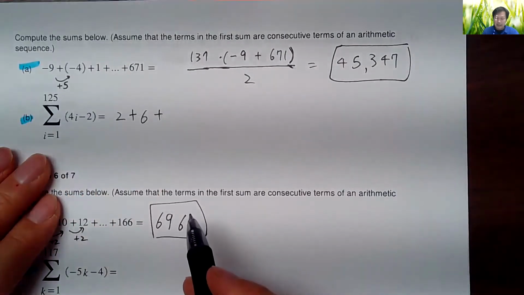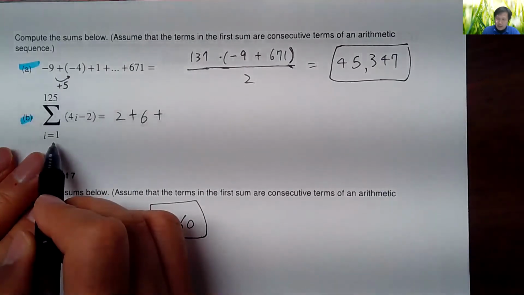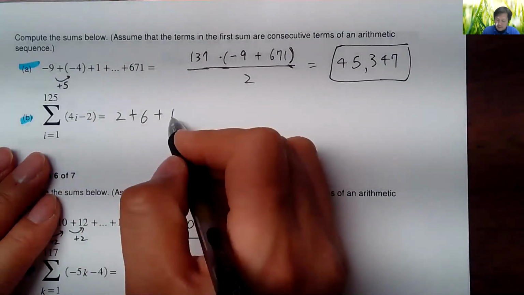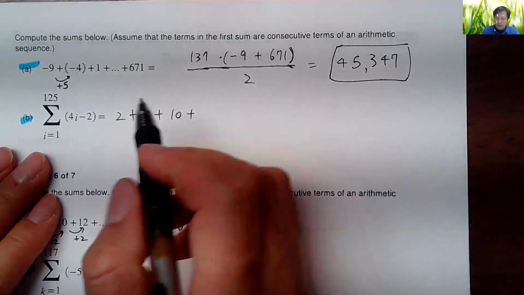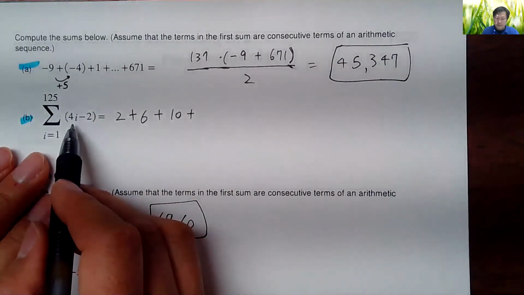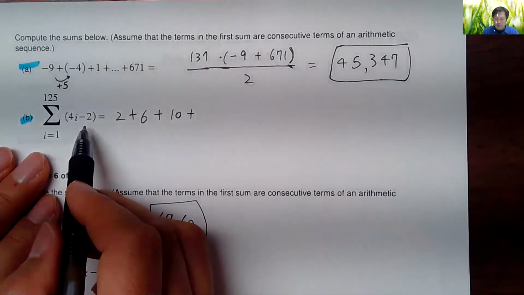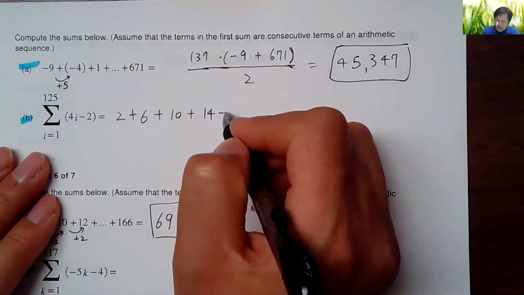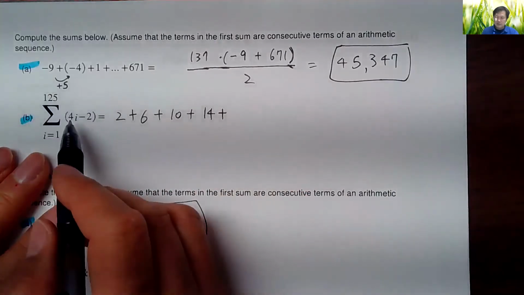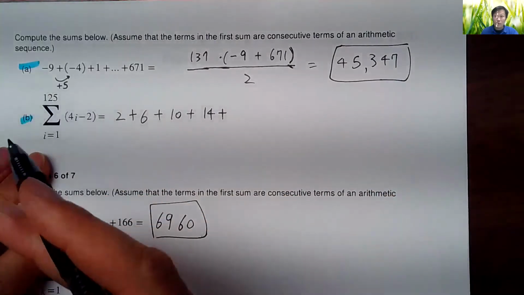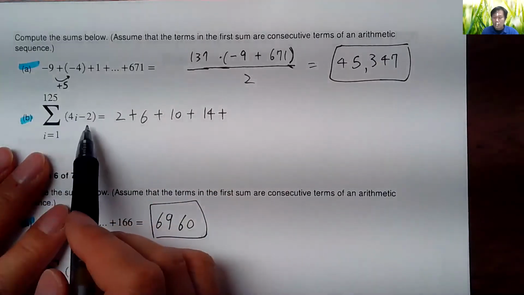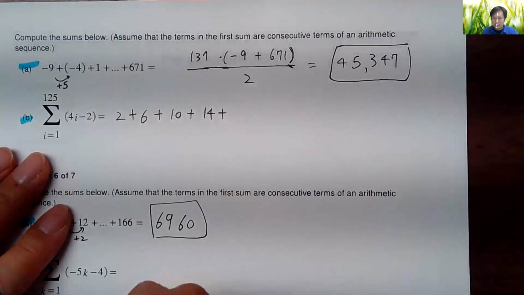You're adding it. So next the i value is 3, plug in 3. 3 times 4 is 12, minus 2 is going to be 10. You keep adding all the way. We plugged in 1, 2, 3 so far. Now plug in 4. 4 times 4 is 16, minus 2 is 14. You're adding it. 5, you get the idea. Plug in 5, get the value. Plug in 6, get the value. Until when? Until the i value becomes 125. That's what it means. Okay?